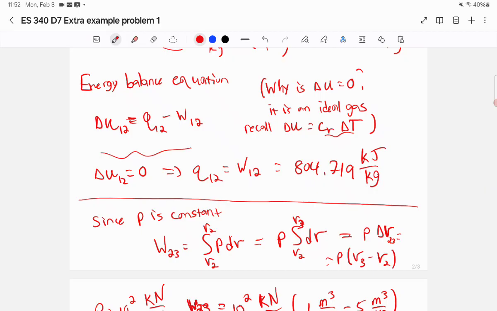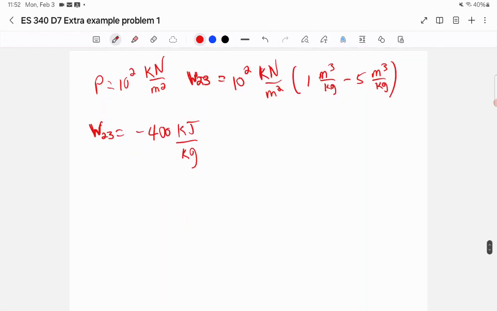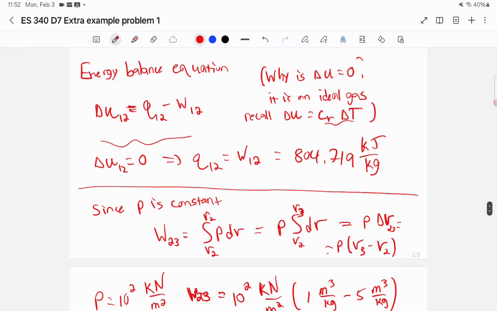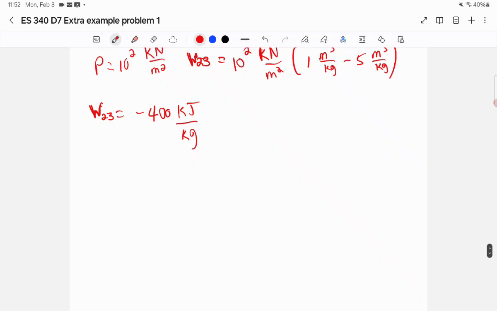And basically T1 is equal to T2, so that means that this has to be equal to 0. If there's no change in temperature for an ideal gas, then delta U has to be 0. Okay? So I should have explained that better the first go round, but now we can understand why that is the case.